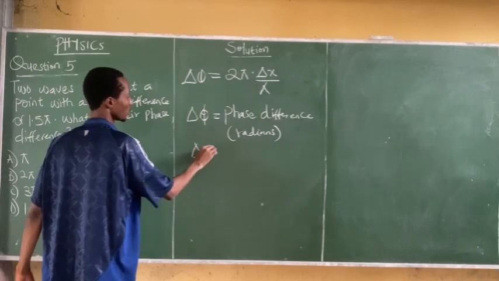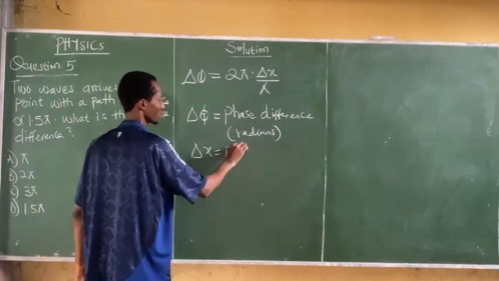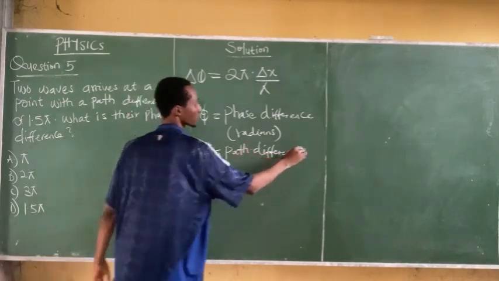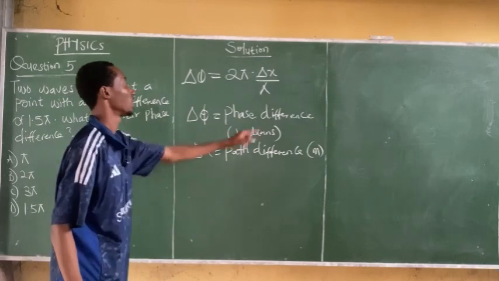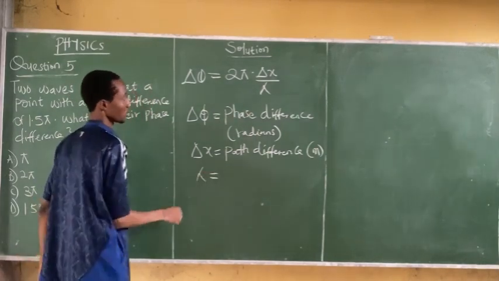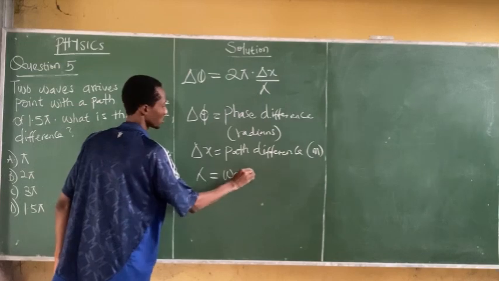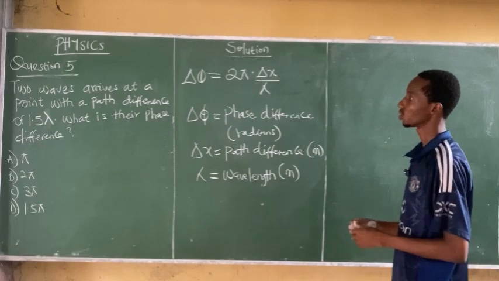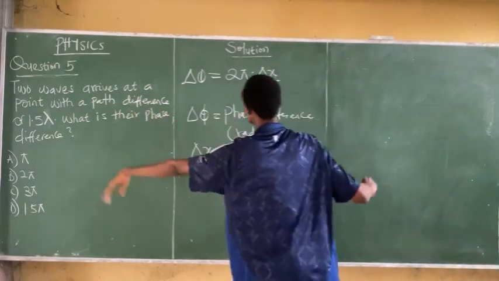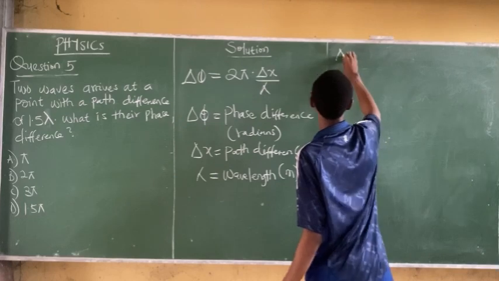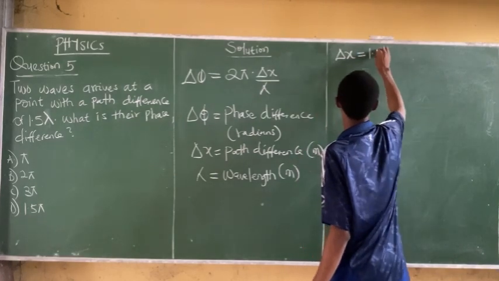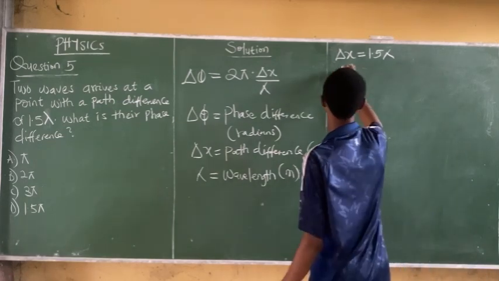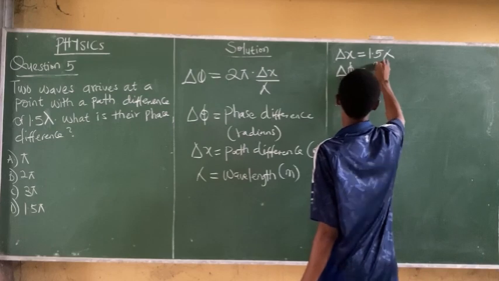Change in x here talks about the path difference in meters, and lambda here stands for the wavelength, also in meters. From the question, we are given the path difference to be 1.5 lambda. So we have change in x to be 1.5 lambda. They say, what is the phase difference? The phase difference is unknown, we don't know it.